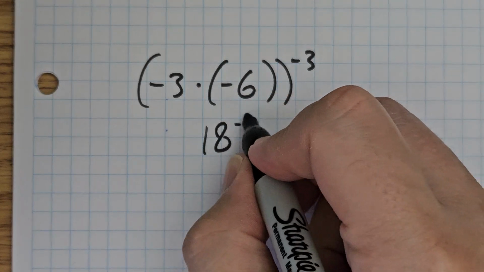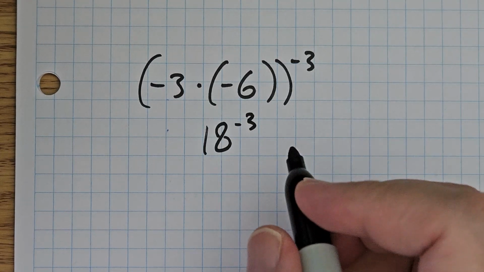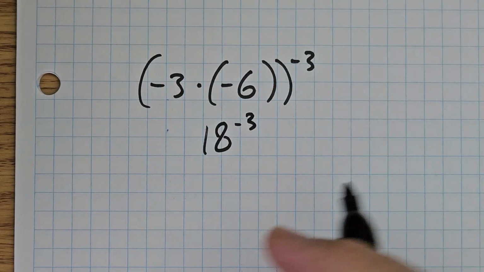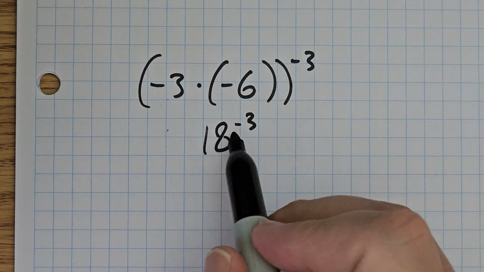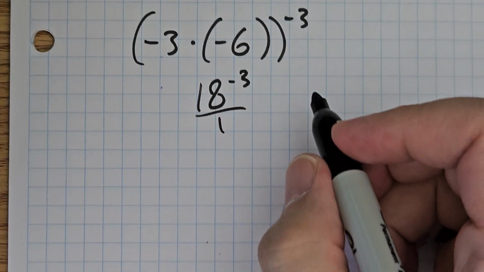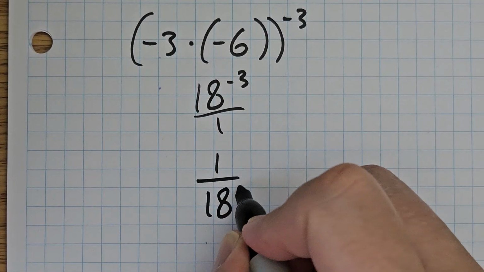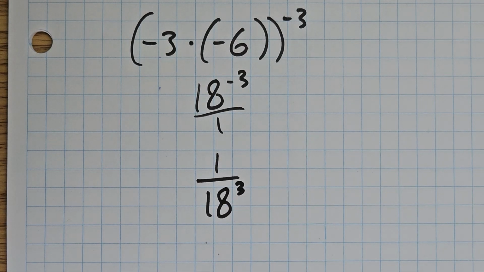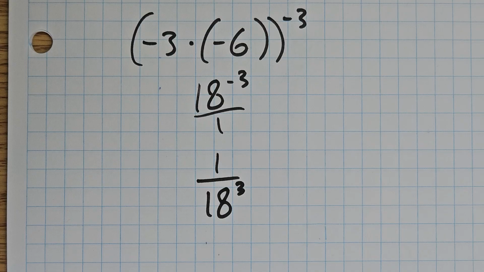And now I've got 18 to the negative third power. Let's talk about what negative exponents represent. They represent the reciprocal of the same base with the positive exponent. So this is 18 to the negative third power over 1. And if I flip that fraction over, the reciprocal or multiplicative inverse, it becomes 1 over 18 to the third power. I could simplify 18 to the third power by performing the multiplication 18 times 18 times 18, but that's not really the point of the example.